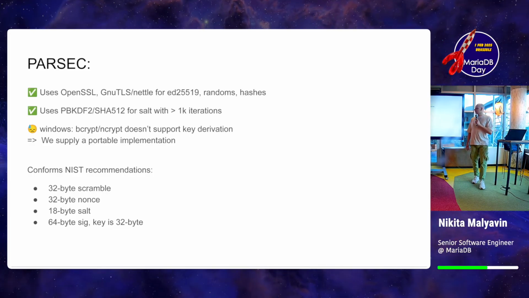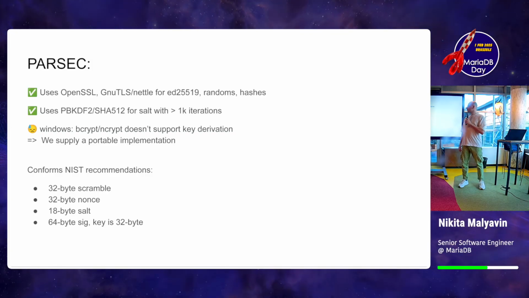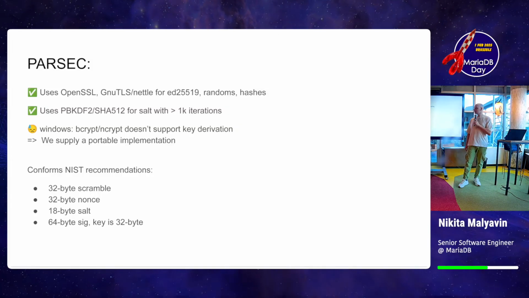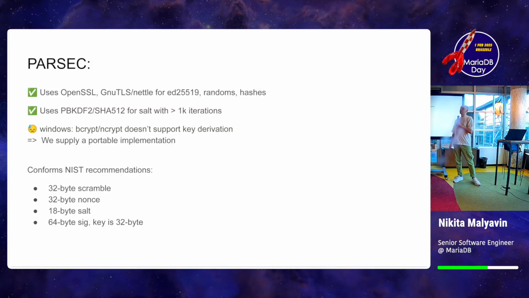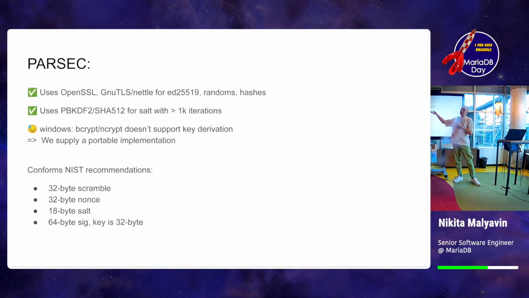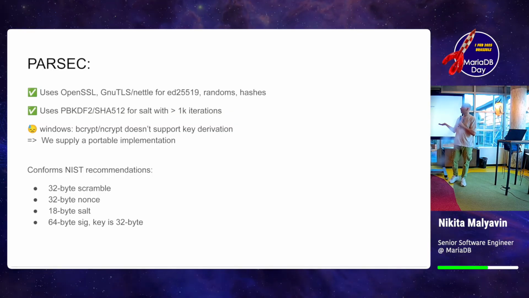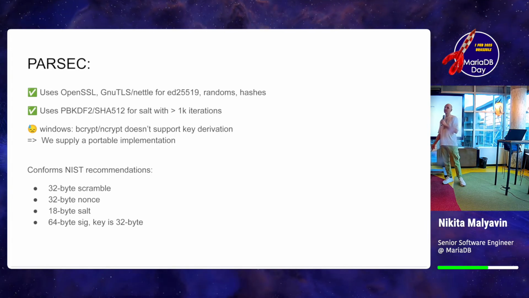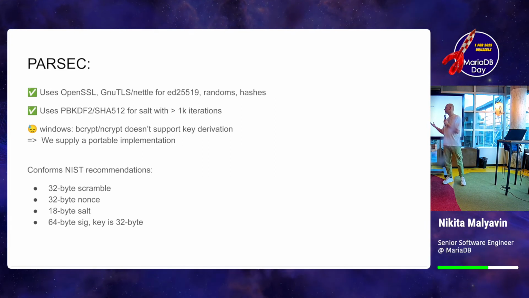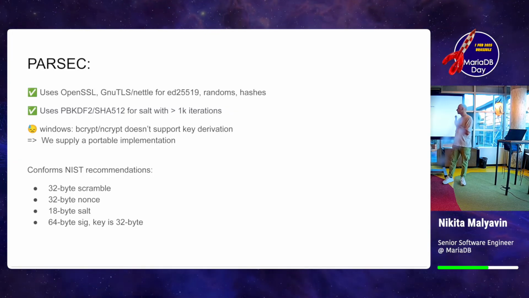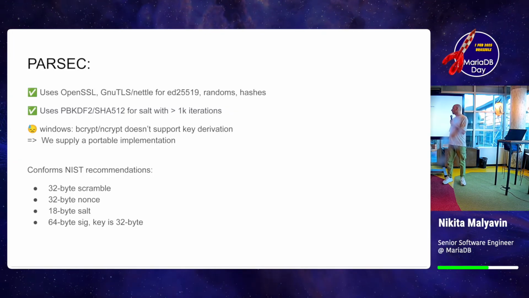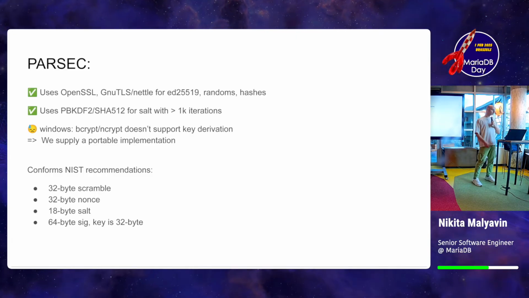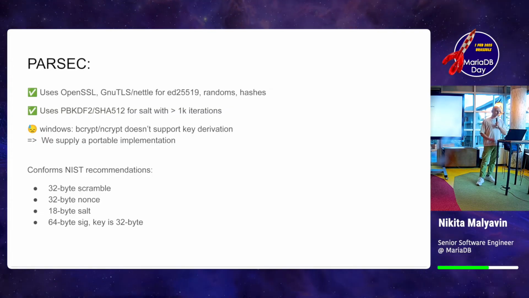So all the salt sizes and so on conform to the current NIST recommendations. And by the way, the NIST recommendation is to use this many iterations and a modern enough hash function, which should be no less than SHA-256, and actually I'm using 512. A 32 byte scramble, a 32 byte nonce, and a 64 byte signature. So all this is quite big to protect us for a foreseeable future.